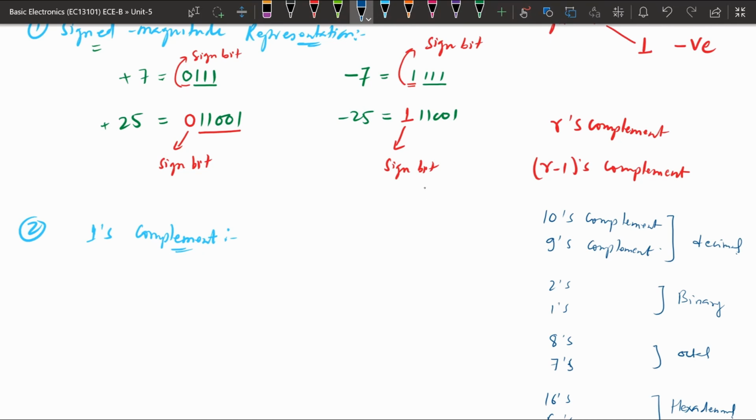So I hope it is clear to everyone. Next, once we have 1's complement or 2's complement, how will we represent a 1's complement and 2's complement? If any number is there, suppose 11001, and we want to represent its 1's complement.